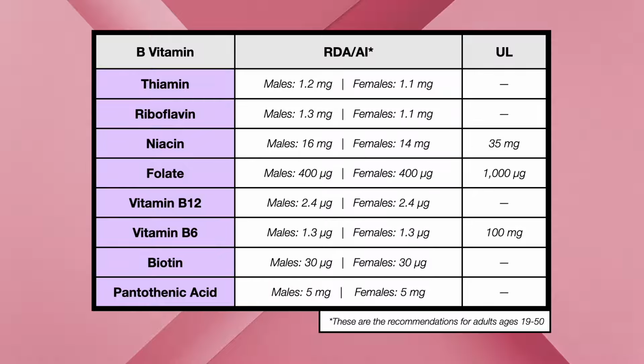Here are the recommendations for all the B vitamins. All of them have RDAs except for biotin and pantothenic acid, which have AIs. Similarly, some have ULs while others need more data to establish one. As indicated, these recommendations are for adults ages 19 to 50 and are presented as such for simplicity's sake. Now, we'll discuss each in more detail in the order listed.